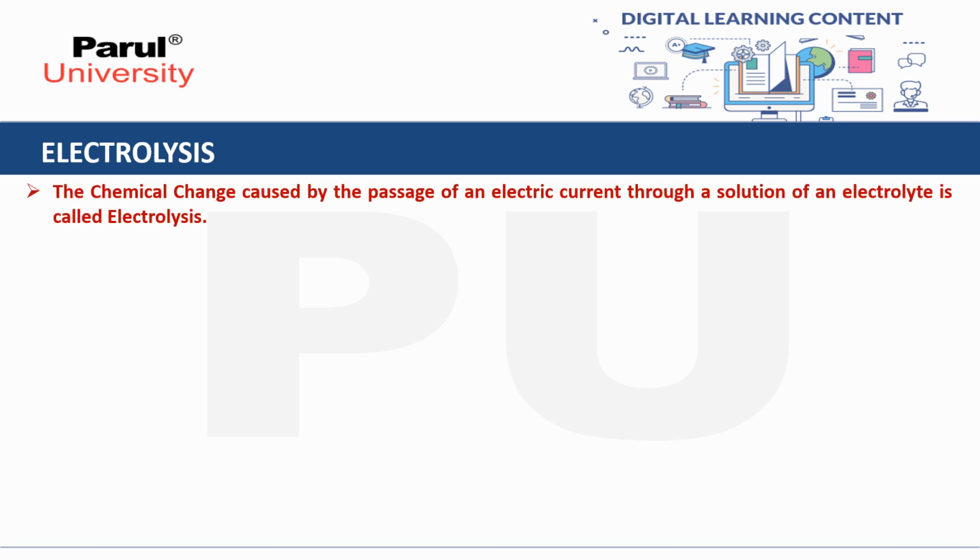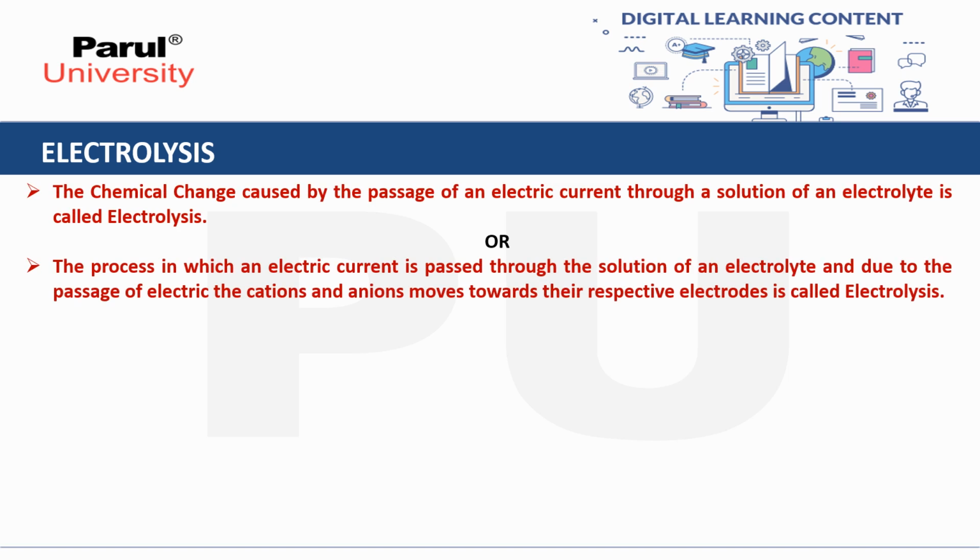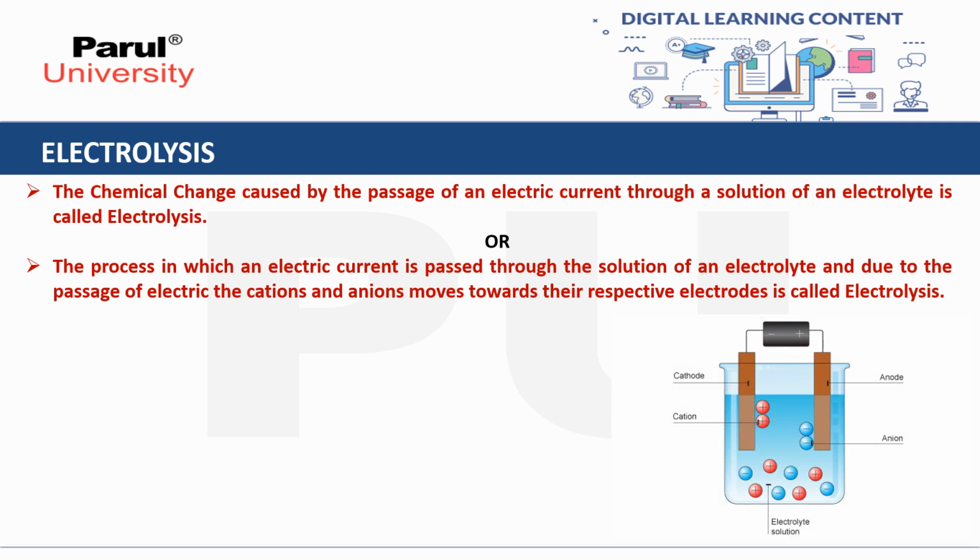Electrolysis. The chemical change caused by the passage of an electric current through a solution of an electrolyte is called electrolysis, or it can be defined as the process in which an electric current is passed through the solution of an electrolyte and, due to the passage of electric current, the cations and the anions move towards their respective electrodes. As we can see in the diagram, the positive ions are attracted towards the negative electrode and the negative ions are attracted towards the positive electrode.